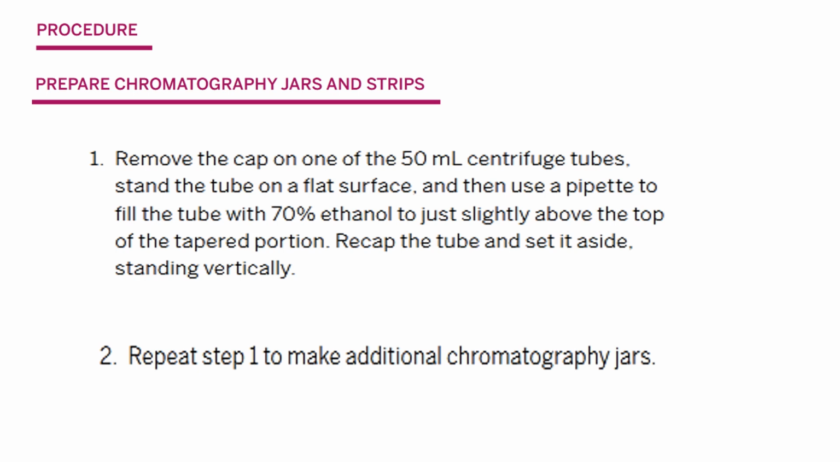Now the first step is to remove the cap on one of the 50 ml centrifuge tubes, stand the tube on a flat surface, and then use a pipette to fill the tube with 70% ethanol to just slightly above the top of the tapered portion. Now recap, close the tube and set it aside, standing vertically. So this is the first step, and then repeat it to make additional chromatography jars. So you have to prepare a number of jars.